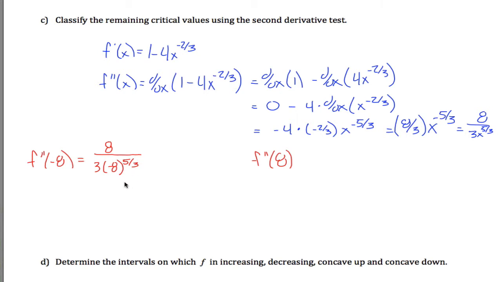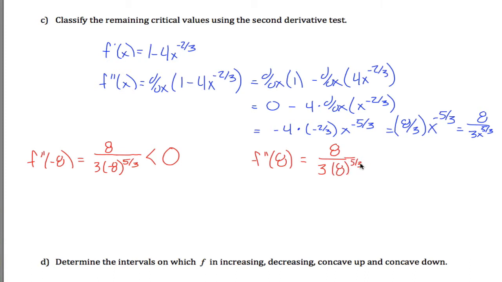Now that looks like a mess. I don't want to figure out what that is. You don't have to. I mean, you can if you want, but you don't have to. Negative 8 to the 5/3 power is going to be a negative number. A positive number divided by a negative number is a negative number. This thing right here is less than 0. That's all that matters. Over here, it's going to be 8 divided by 3 times 8 to the 5/3.